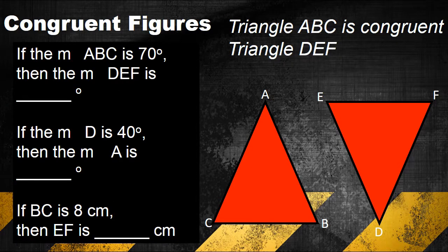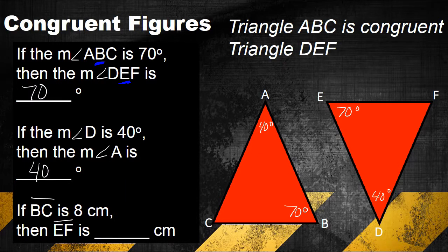So now our last step here, if we're given some information about the angle measurements and the side lengths, we can now compare these measurements here. And so for our first one, it says if the angle measure ABC, when we're given that information, we're talking about angle B. If angle B is 70 degrees, then the measure of angle DEF is also blank. And so we know that these 2 angles are the same. So the angle measure E is also 70 degrees. So if the measure of angle D is 40 degrees, then the measure of angle A, since these two were the congruent angles, is also 40 degrees.